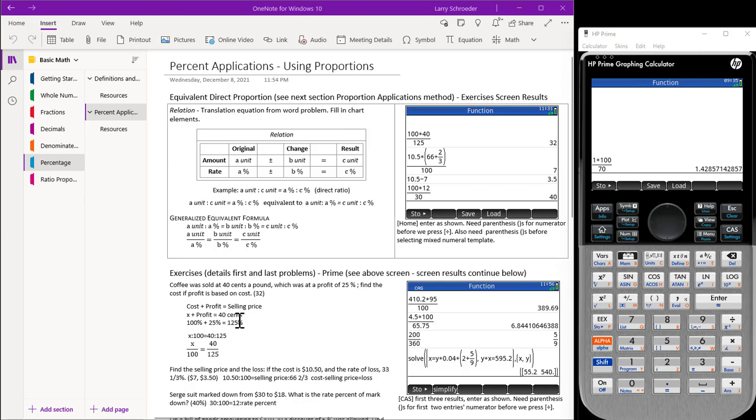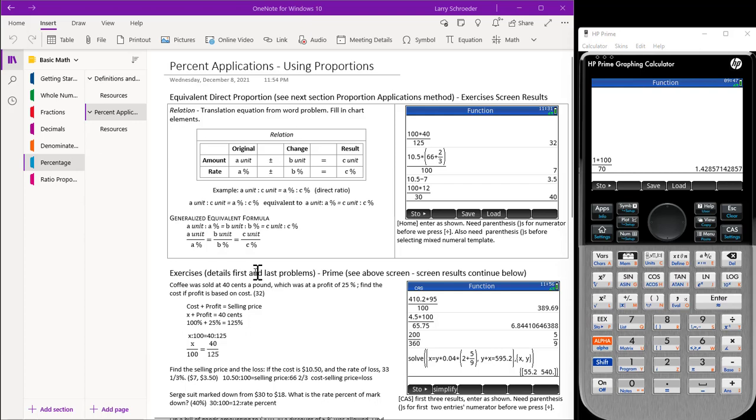There are two ways to work this problem. We can figure out what the profit is and add it, or we can work the problem direct. So, or I mean subtract it. So x is to 100 as 40 is to 125. Using our means and extremes, we have 40 times 100 divided by 125. So the answer to this problem is 32.